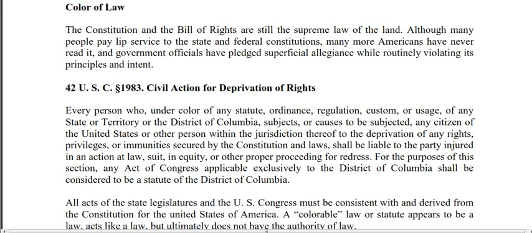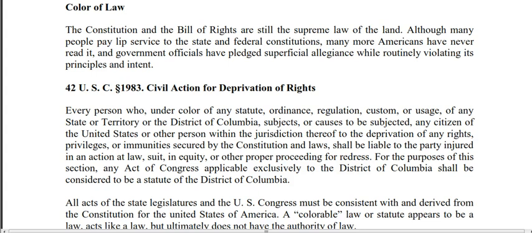Color of law. The Constitution and the Bill of Rights are still the supreme law of the land. Although many people pay lip service to the state and federal constitutions, many more Americans have never read it, and the government officials have pledged superficial allegiance while routinely violating its principles and intent.